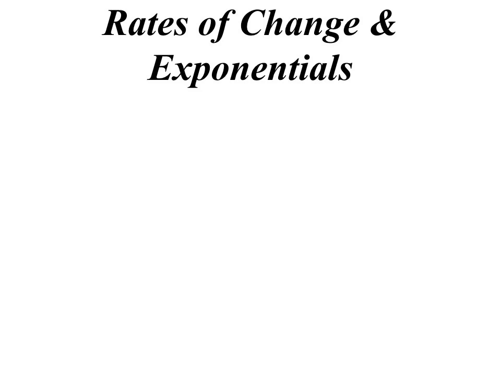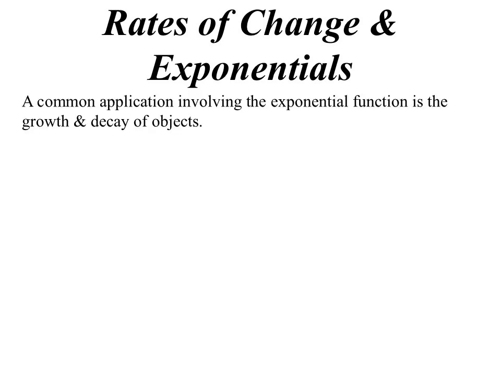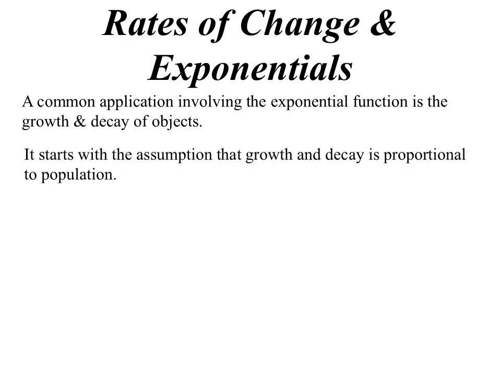So rates of change are now exponential function, very commonly done with growth and decay questions, those sort of questions. And the growth and decay starts with a very simple assumption, simply this, that the rate of change of the population is proportional to the population. So in other words, it's equal to some constant times the population.